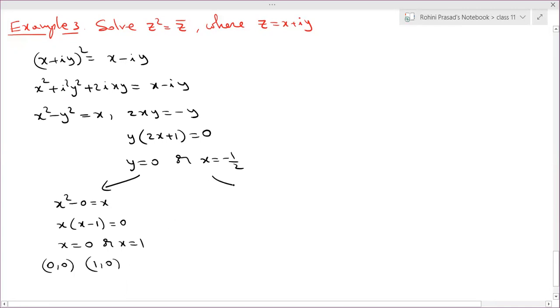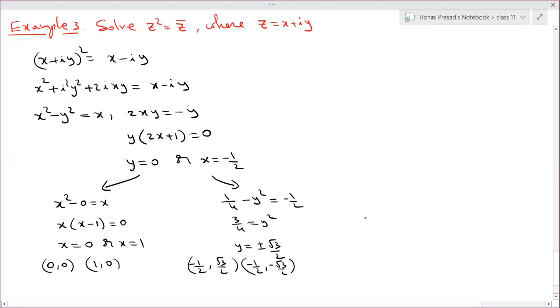Next, you go with x equal to minus 1 by 2, and substitute in it. This would be 1 by 4 minus y squared equals minus 1 by 2. So 1 by 4 plus 1 by 2 is 3 by 4, equal to y squared. So y equals plus or minus root 3 by 2. So the other two points are (minus 1 by 2, root 3 by 2) and (minus 1 by 2, minus root 3 by 2).